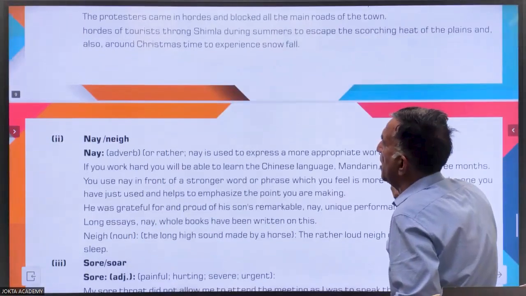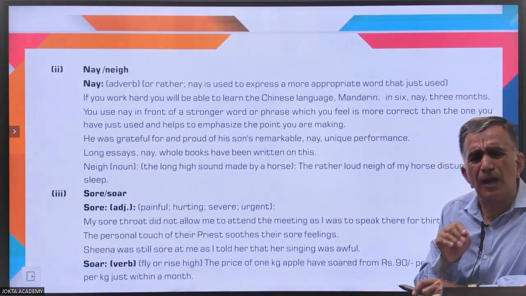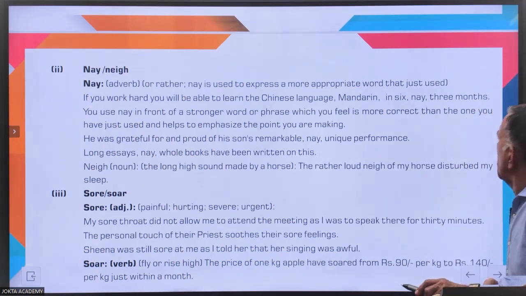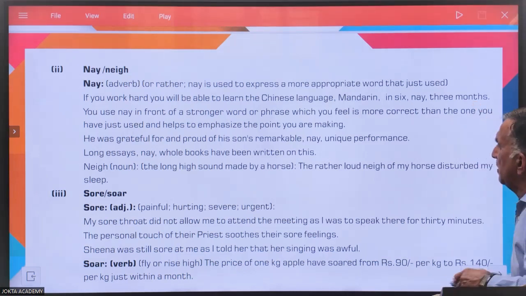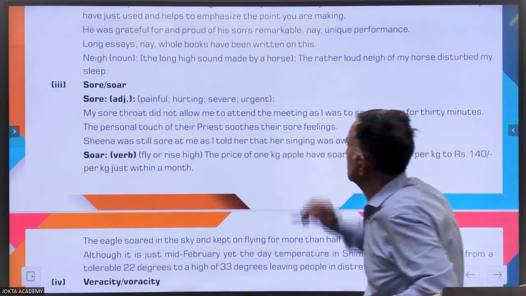Similarly, nay. Nay is used for some more appropriate choice, appropriate word. Now let us see, is the meaning of nay clear from our sentence? If you work hard, you will be able to learn Chinese, the Chinese language, Mandarin in 3 years, 3 months. Similarly, sore. Sore means painful, hurting. My sore throat didn't allow me to attend the meeting as I was to speak there. So the meaning becomes clear from the sentence.